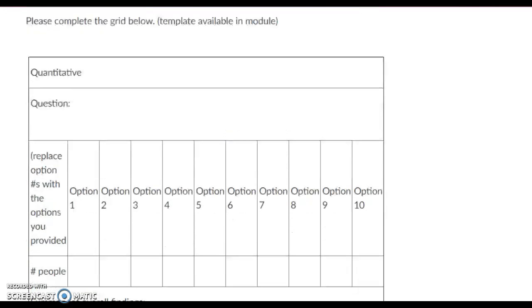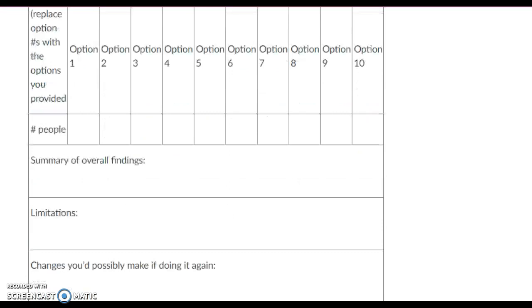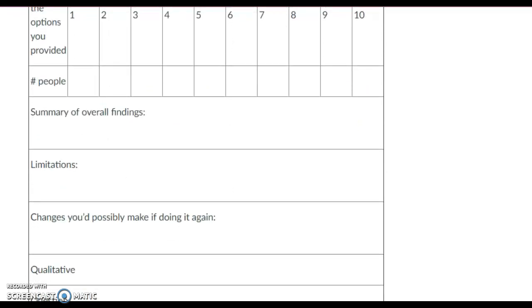So if you look down below, here's a grid, and because it gets fairly complex, you will be doing this as a Word document and then loading it into this assignment section. You need to tell what your question was, what your 10 different options were, and then how many people selected each option, and that's the raw data. Please put a summary of your overall findings.